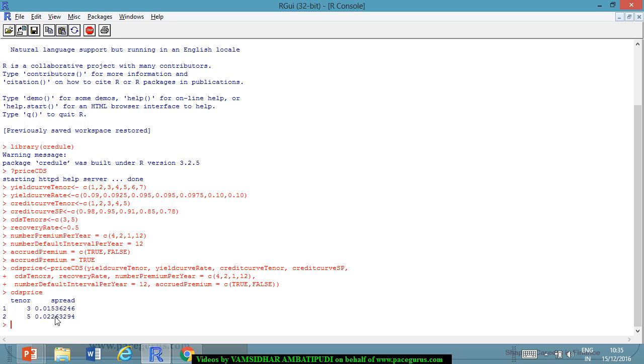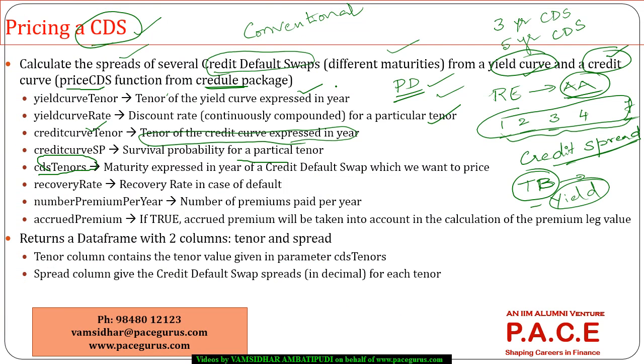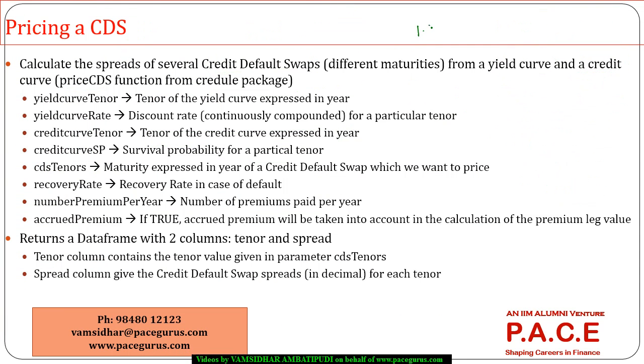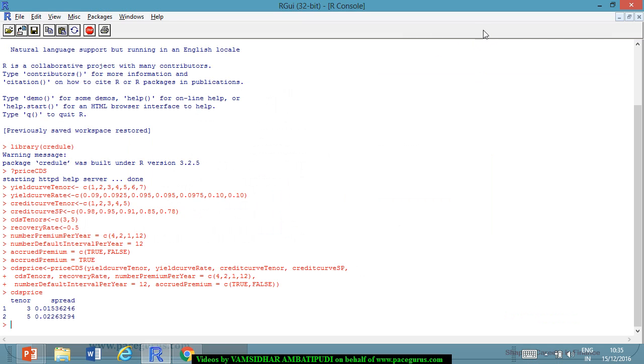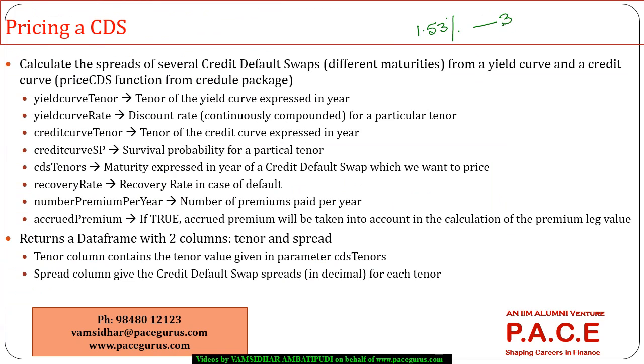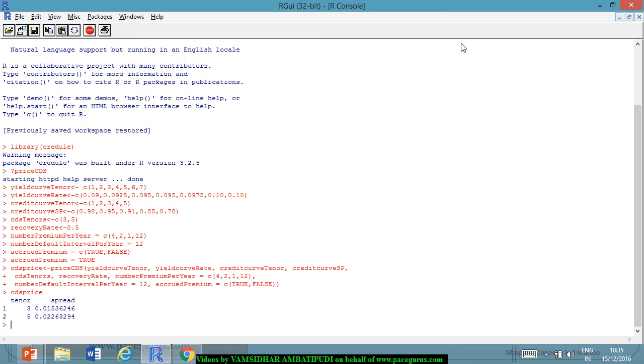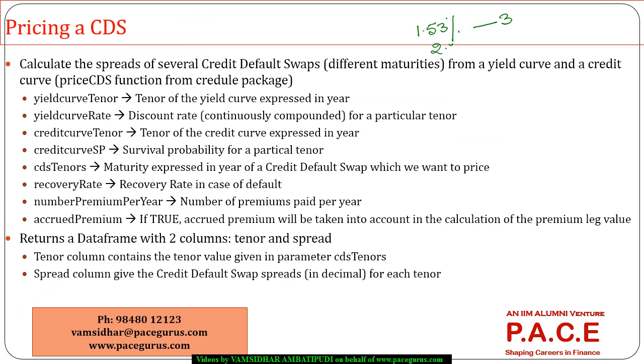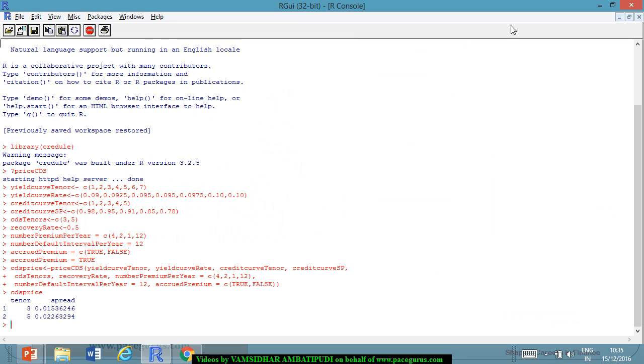This is showcasing that for a 3-year period, the CDS spread is 1.53%. If I'm talking about a quarterly payment, the CDS spread is 1.53% for a 3-year period, and it is 2.26% for a 5-year period. This is based on quarterly.